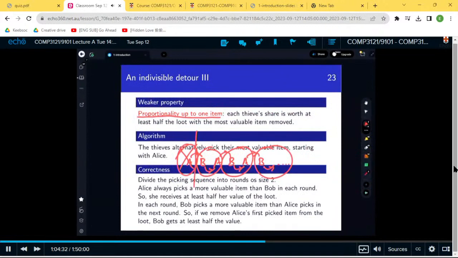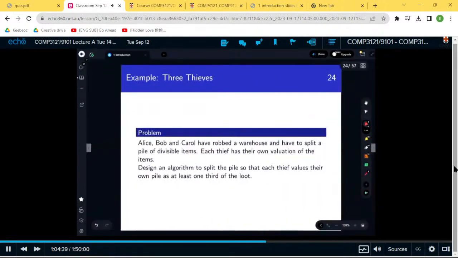Now, what about 3 thieves if we have divisible items? So now we have an additional thief, Carol, and the question is the same. For 3 thieves, we need to split the pile again so that each thief values their own pile as at least 1/3 of the loot. So now instead of half the loot, every thief needs to think that they got at least 1/3 of the loot. Can we do the same thing?